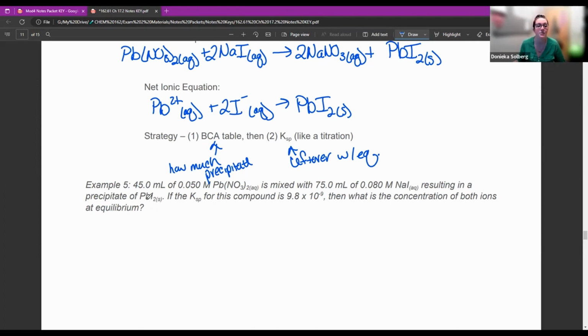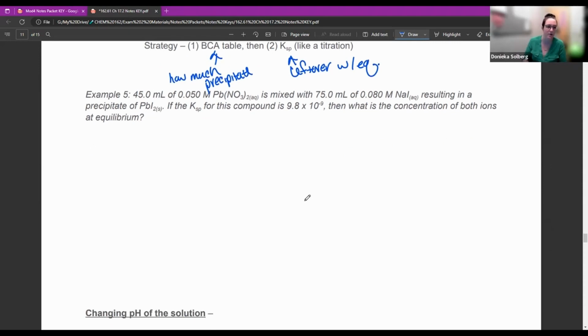Resulting in a precipitate of PbI2. That was this guy. So that's what happens. If the KSP for this compound is this value, it's not very soluble, right? This makes it solid. Then what is the concentration of both ions at equilibrium? I mixed some stuff, I made a precipitate, so I'm going to have to do BCA and then KSP. BCA might be the easier one right now to think about. Always do the BCA first. What I want you to use is the equation that made the solid. Use the net ionic equation, otherwise it's going to throw off your stuff later. It makes PbI2.